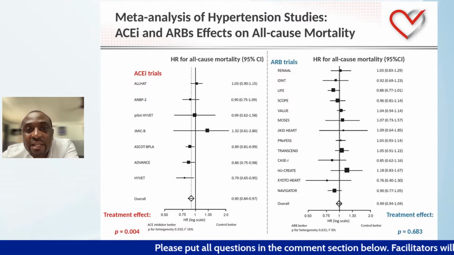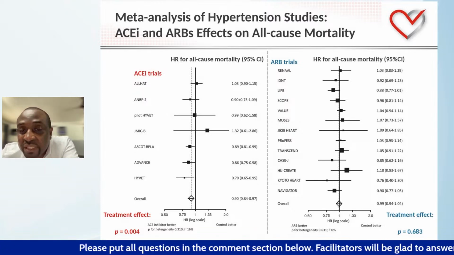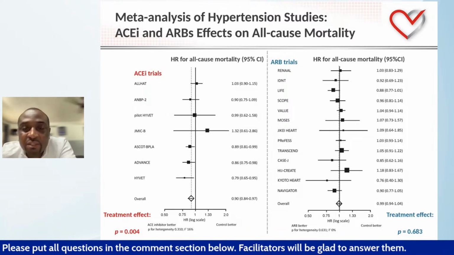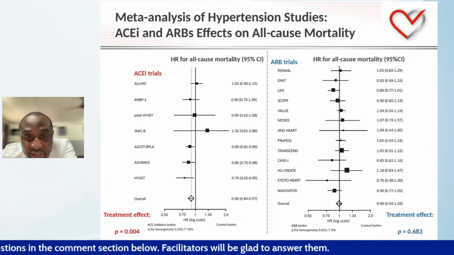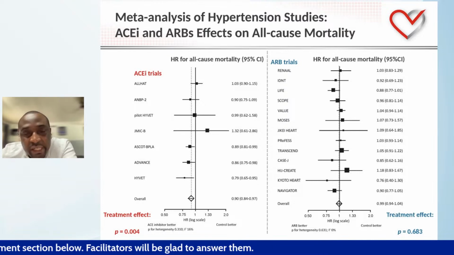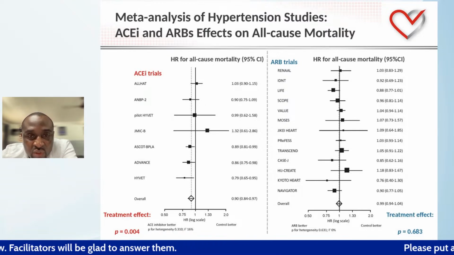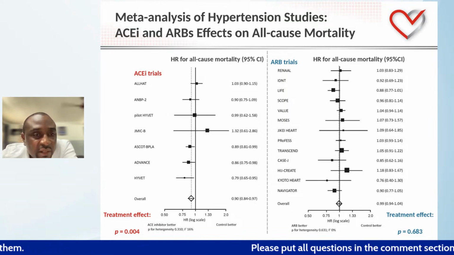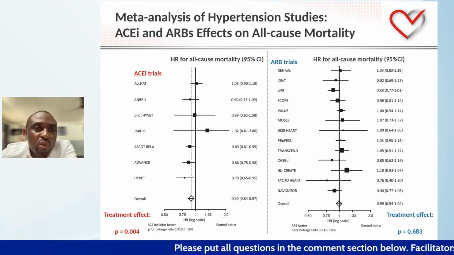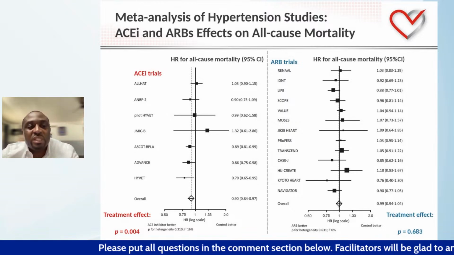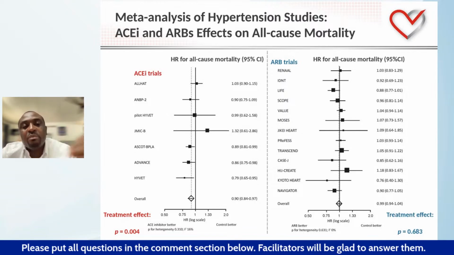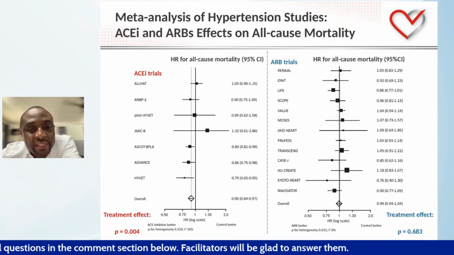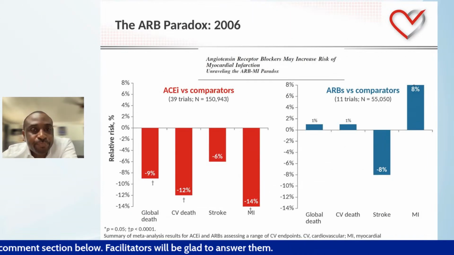But the same cannot be said of angiotensin receptor blockers. As you can see, the P value for treatment effect was not significant. Again, the forest plot here crossed the line of unity. So in terms of all-cause mortality, the preponderance of data favors ACE inhibitors.